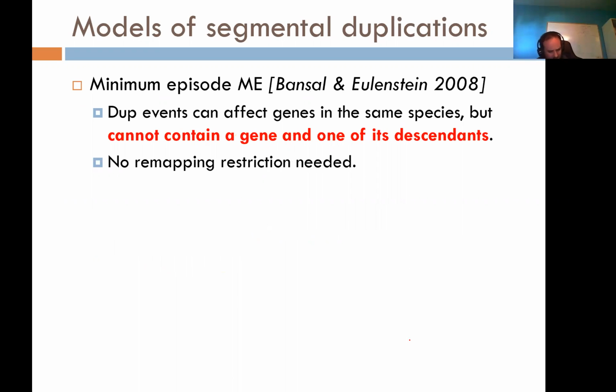But the model I spend the most time on is what we call the minimum episodes model, which is kind of an in-between. So the duplication events can affect genes in the same species, but your duplication events cannot contain a gene and one of its descendants together, which makes sense. Okay, if you have a segmental duplication, well, it won't include a gene and one of its descendants normally.